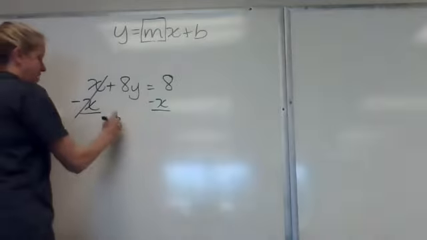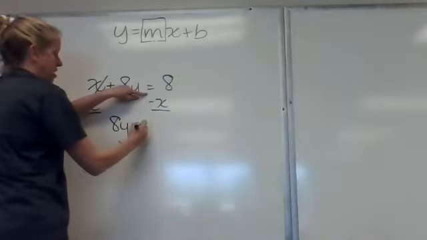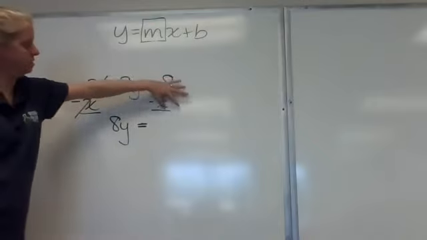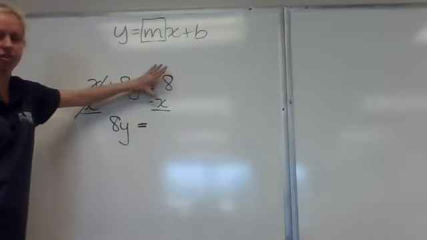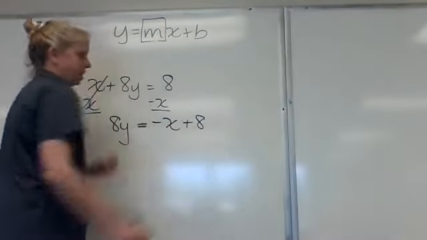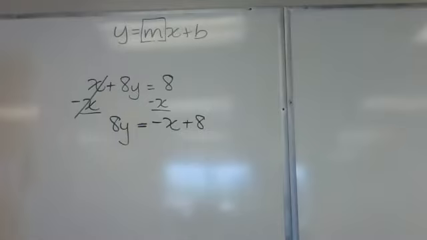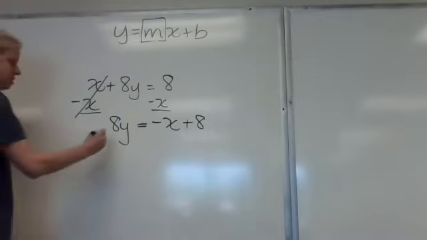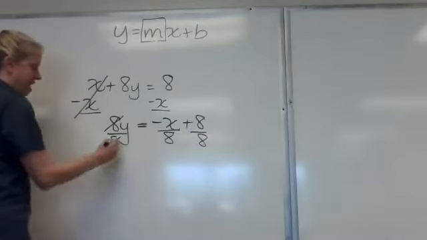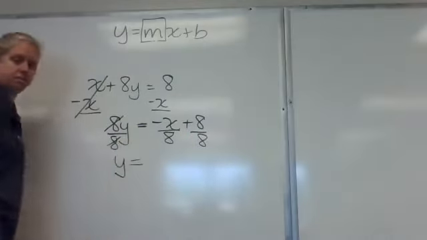So now I have 8y. Drop down my equals. Drop these down, right? Because I can't put those together. They're not like terms. So I'm just going to have a negative x and a plus 8 over here. Divide by 8, everybody. Get rid of that 8, so my y will be by itself.